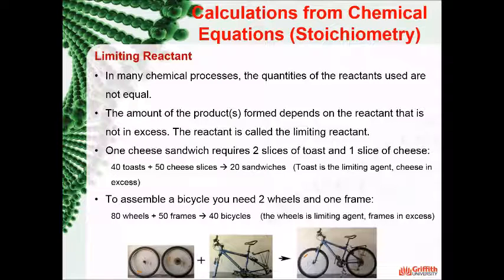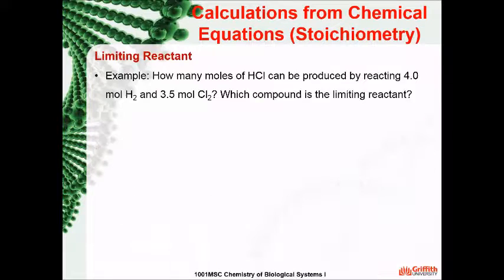The same concept applies in chemical reactions. When you don't have equal amounts of reactants, then one reactant will run out first, and this will stop the chemical reaction, and it is called the limiting reactant. The other reactant that is still available is called the remaining reactant, or the in excess reactant. It is also very important to consider the ratio of the molecules. Let's work on some examples.